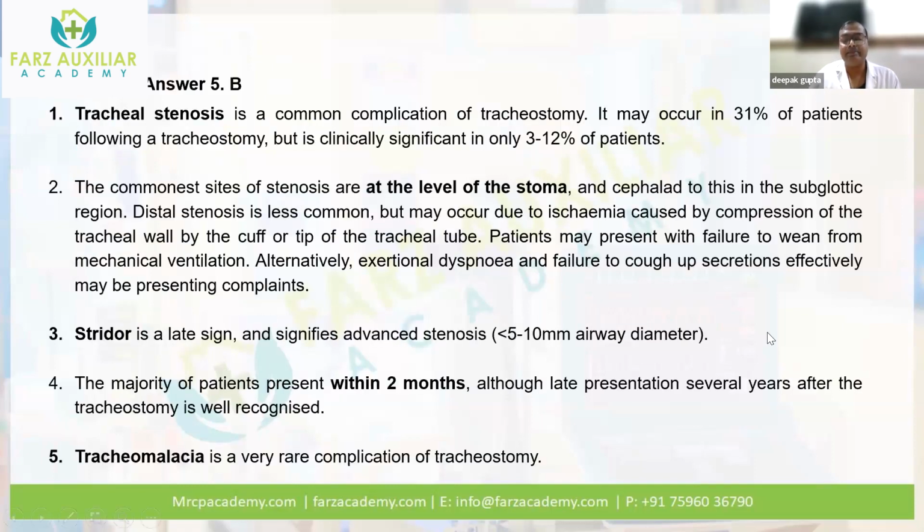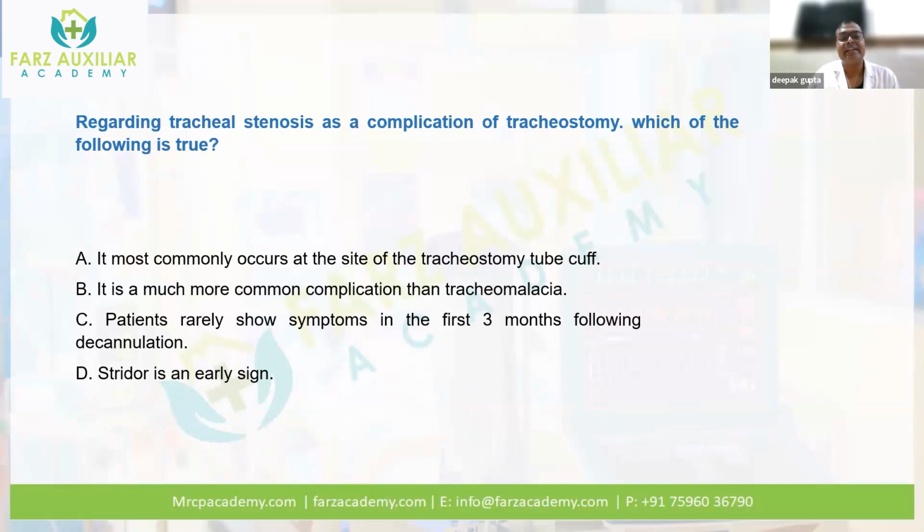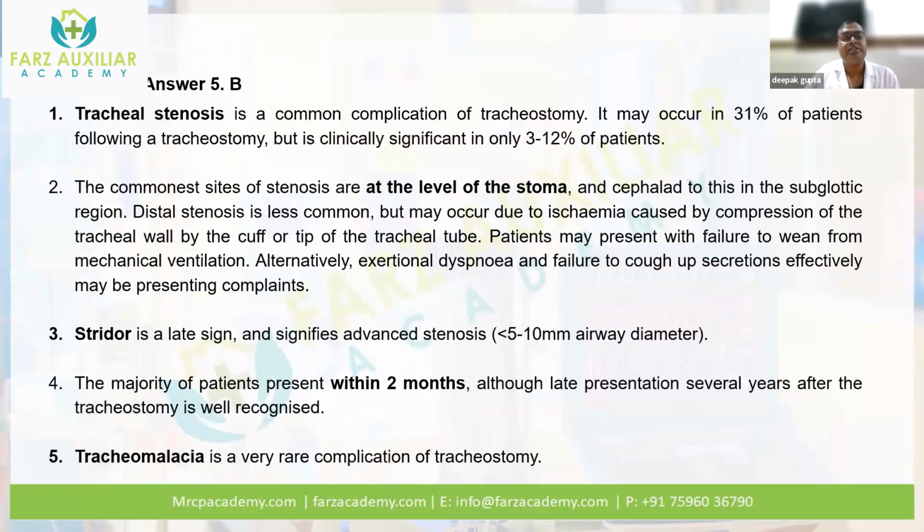The answer is C, that is patients rarely show symptoms in the first 3 months following decannulation. See, tracheal stenosis is a common complication of tracheostomy, occurring in 31% of the patients following a tracheostomy, but clinically significant only in very few, 3 to 12%. The commonest site of stenosis is at the level of the stoma and cephalad to the subglottic region, as given in the question. It was wrong. So distal stenosis, what they had given, is less common.